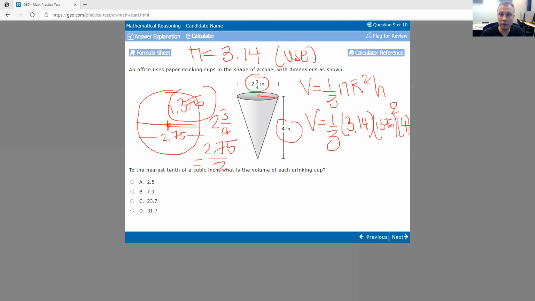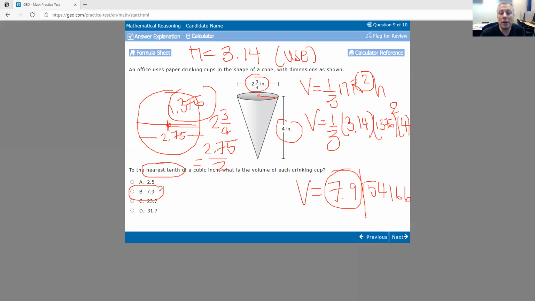So I'm going to put that in here, 1.375, and then be careful, you must square it. And then I'm ready to go on my calculator. I'm going to put 1 divided by 3 times 3.14 times 1.375 squared times 4. Don't forget to square it. And I get a volume of 7.915416, repeating. It says to the nearest tenth, which is 1 decimal place. Therefore, I'll cut it right here at 7.9. I'm going to find the answer right here. And that is going to give us pretty much the final answer.